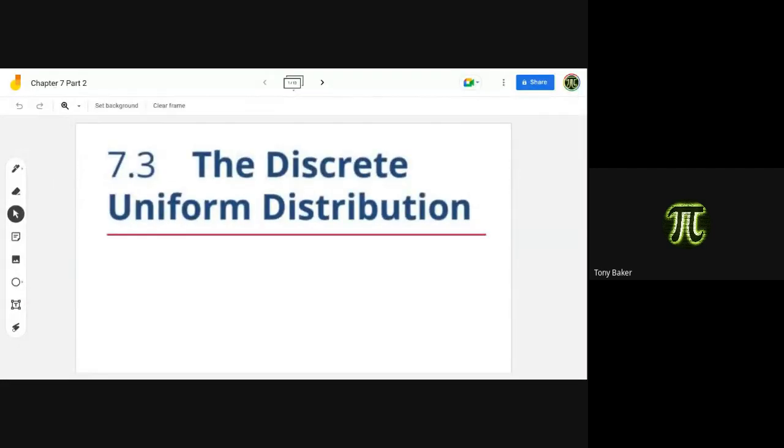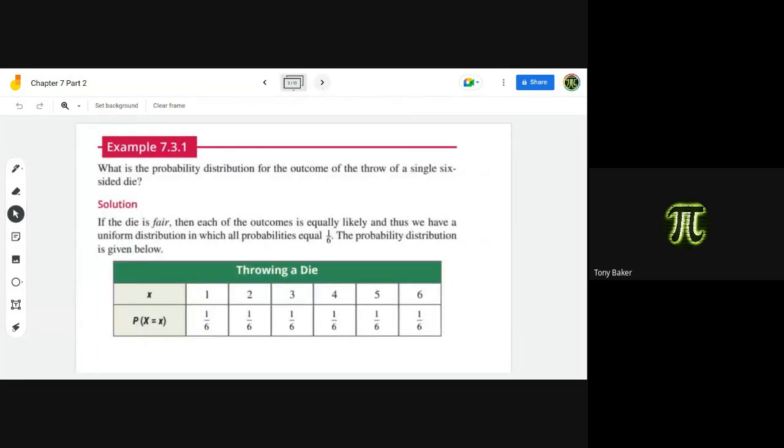All right. So the first thing we're going to look at is going to be quick. We're going to be done with this in like 5 minutes. It is the discrete uniform distribution. When you think of something that's uniform, what do you think of? They're all the same. And that's exactly what a discrete uniform probability distribution is. If you roll a 6-sided die, each of the probabilities is exactly the same. They're all one-sixth.